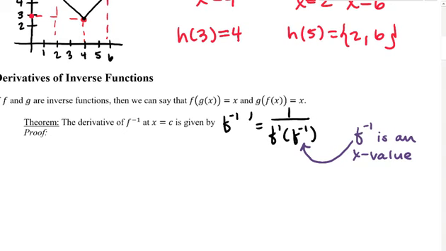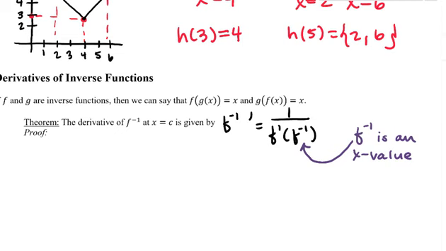Really, when it comes down to what f and f inverse are, that's an x value. So 1 over f prime of f inverse. There's no negativity in it. Okay, the proof is really surprisingly not that complicated.